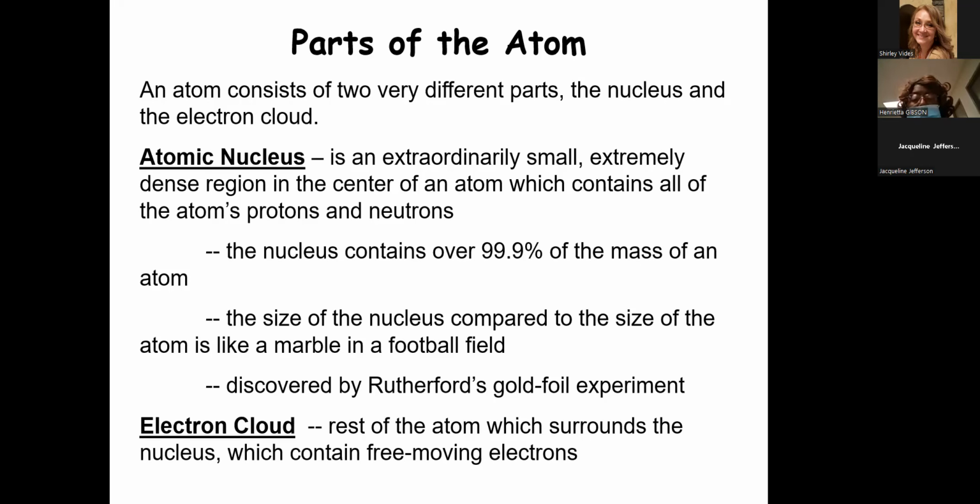All right, so remember that the electron cloud is where the electrons are, and they are free moving. In other words, they do not stay still. They're always running around in different directions. They're not all going one way. No, they just go all over the place around the nucleus.